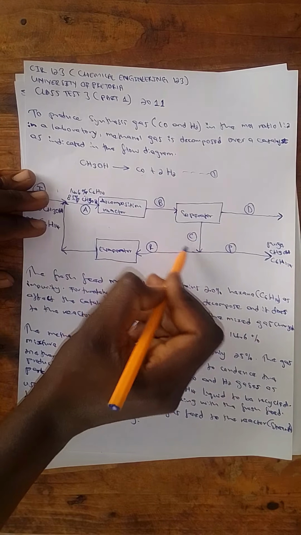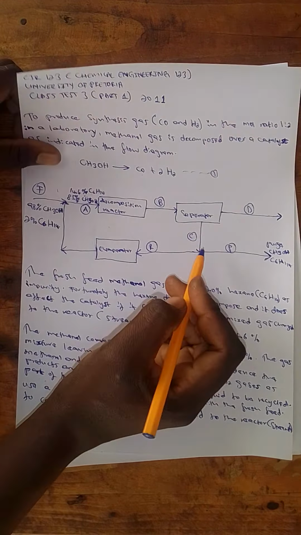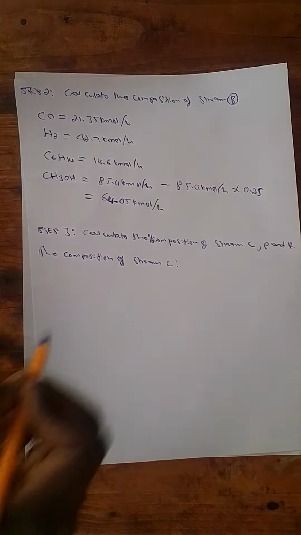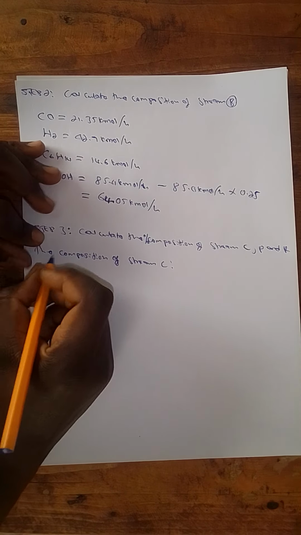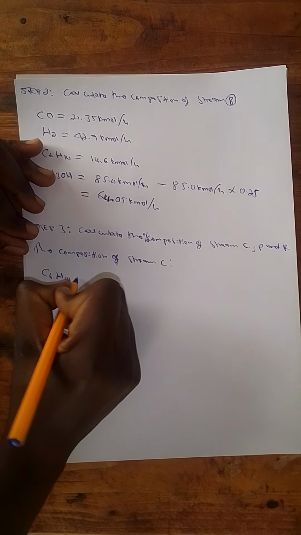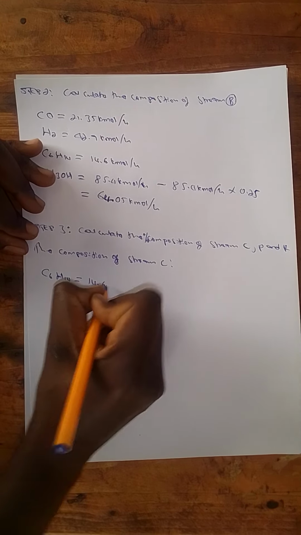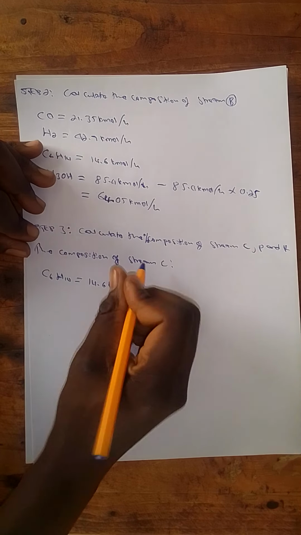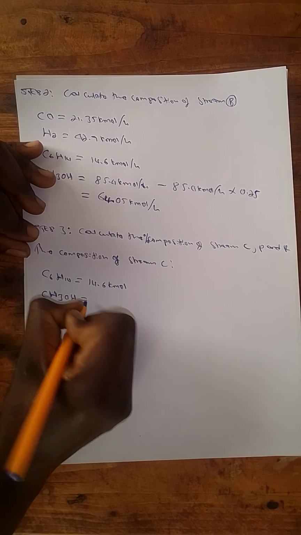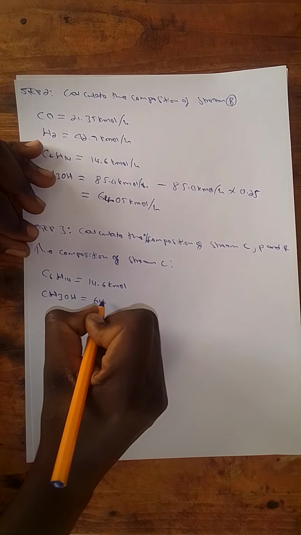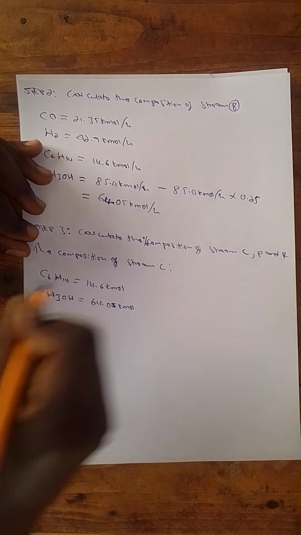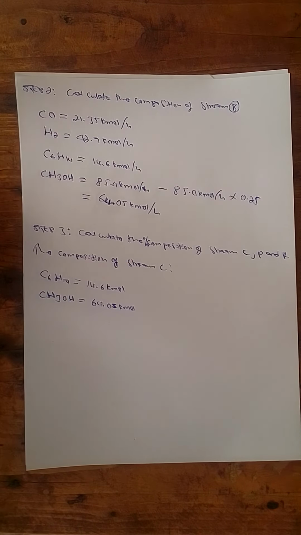So our focus now is to calculate the composition of C. So we know that the composition of C is actually B without CO and H2, right? So that is actually what I needed to explain. So in C, we can just say that C6H14 is equal to 14.6 kilomole, right? And CH3OH is equal to 64.05 kilomole, right? So now this is actually the actual kilomole inside C.